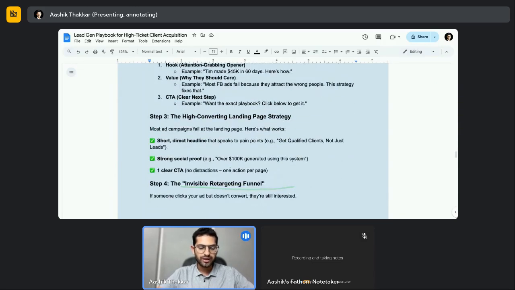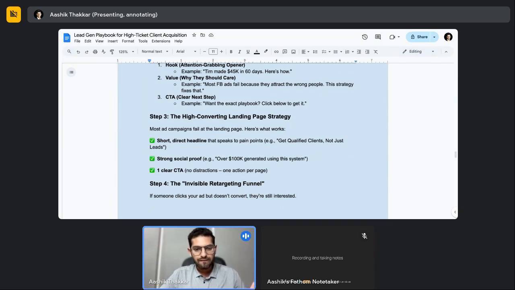This is a very interesting one. Most ad campaigns fail at the landing page, but here's what works. A short and direct headline that speaks to the pain points. For example, get qualified leads, not just leads. Let's go one step further in this.